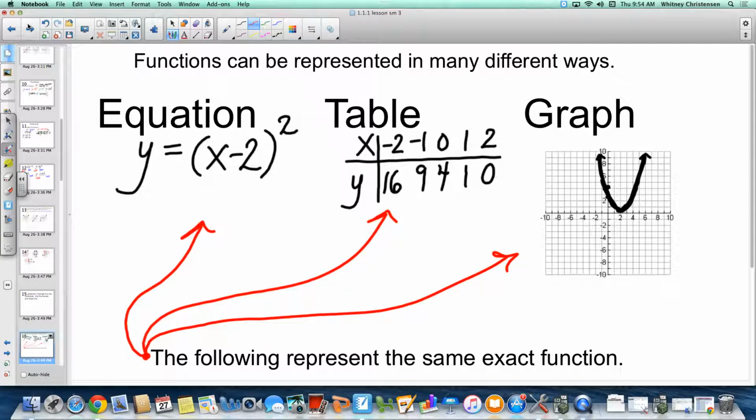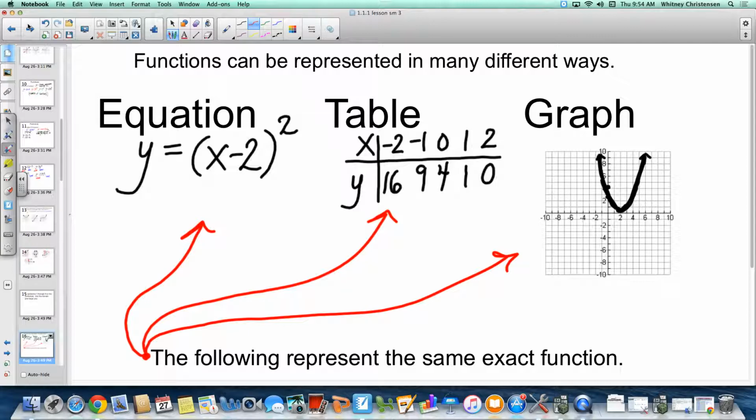-4 squared is positive 16. You guys, -4 squared is -4 times -4, which is positive 16. Is that what they got? So they're just making a table of values. They're equal. As long as we plug in some values, we can get these equal things.